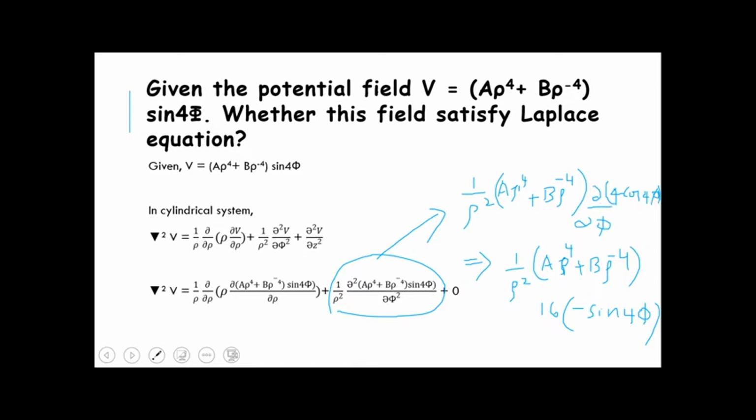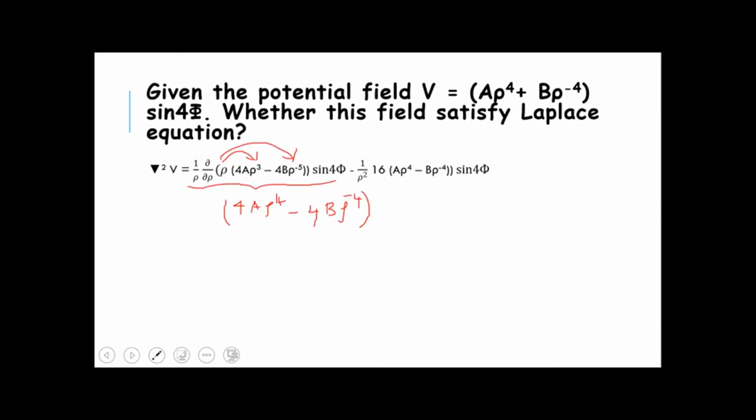Then I have to differentiate it again with respect to phi. This constant remains the same. When I partially differentiate again, I get 4 into 4, that is 16, into the derivative of cos 4 phi, which is minus sin 4 phi. So I get minus 16 sin 4 phi. Clear? That's written here: minus 1 by rho square, 16 times A rho power 4 plus B rho power minus 4, sin 4 phi. Now let us concentrate on the first term.